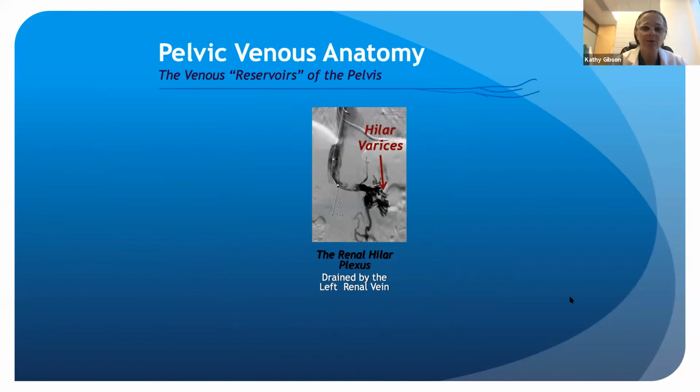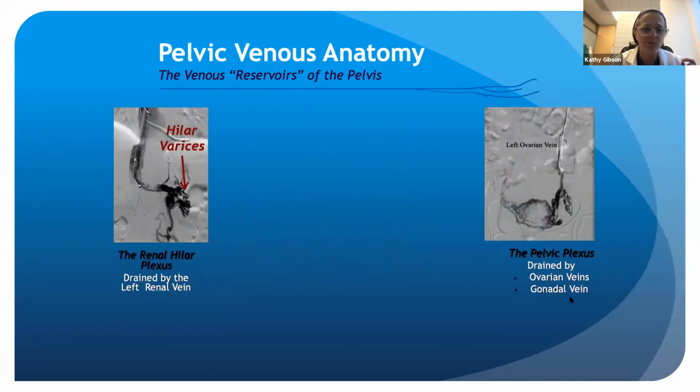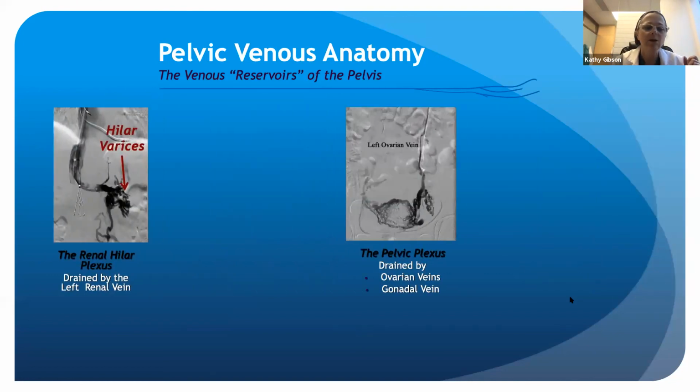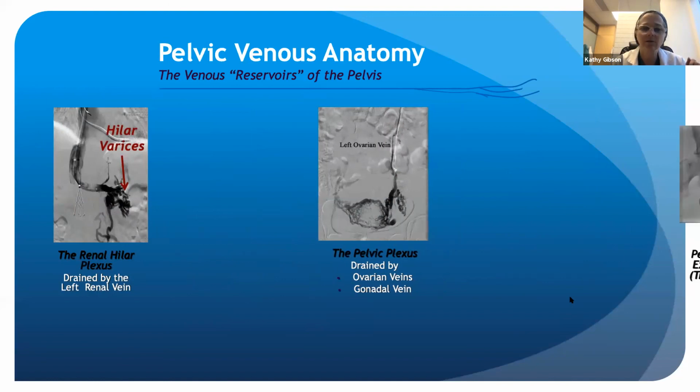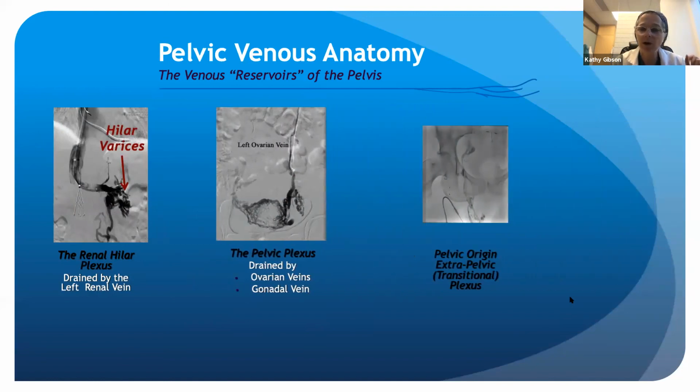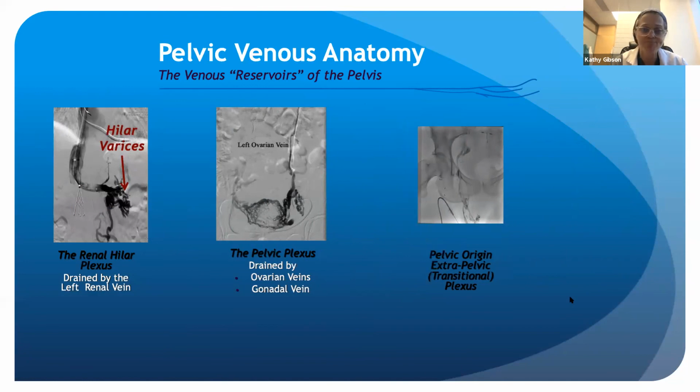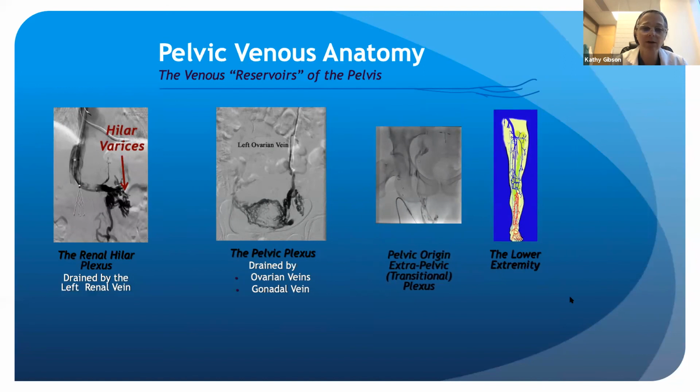The first reservoir is the renal pelvis. In this area, if you have obstruction, you can get renal hilar plexus varices, and these can lead to symptoms in the back, for example, in the flank. The pelvic plexus, what we call the transitional plexus, so these would be varices that you see in the vulva or scrotum. And then finally, the lower extremity.